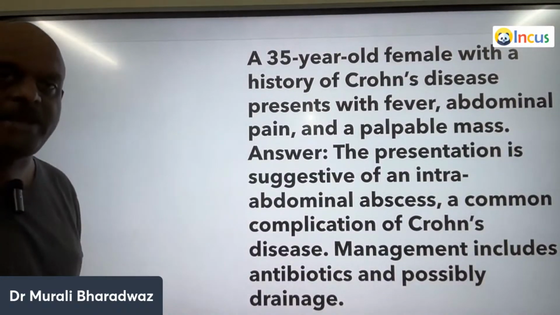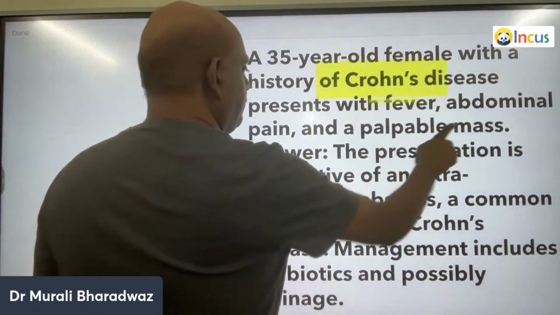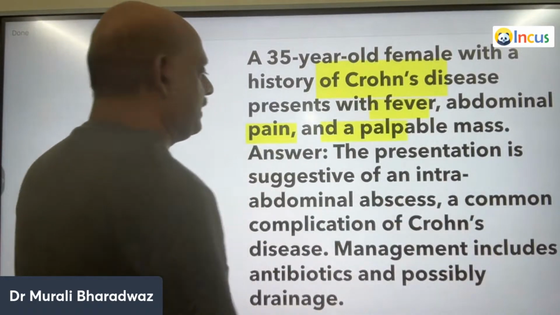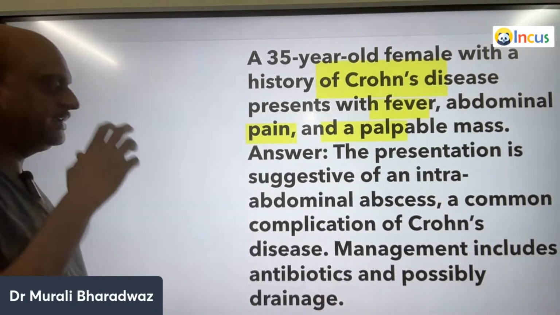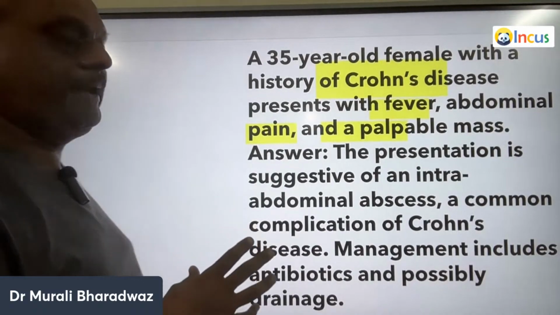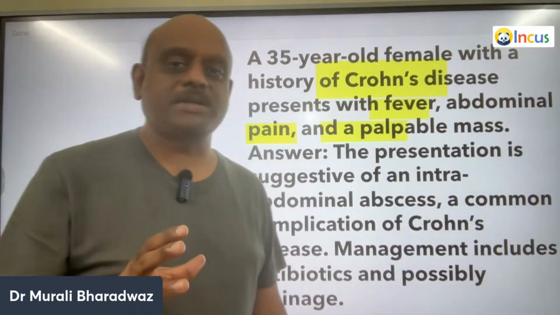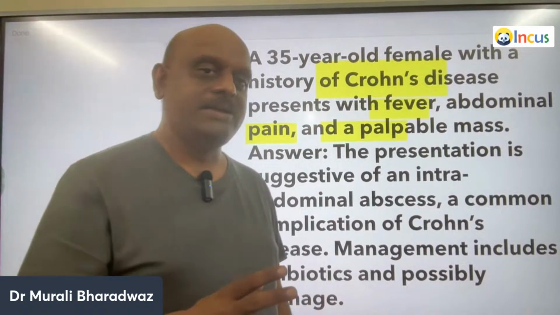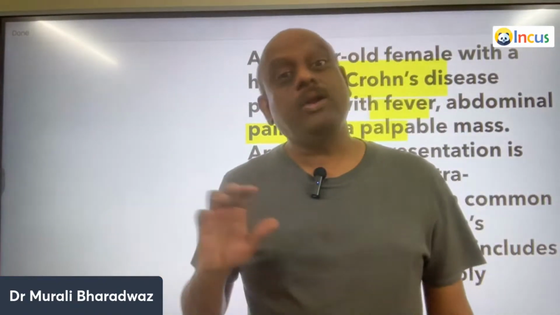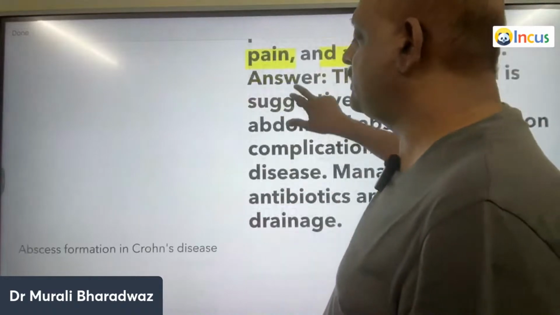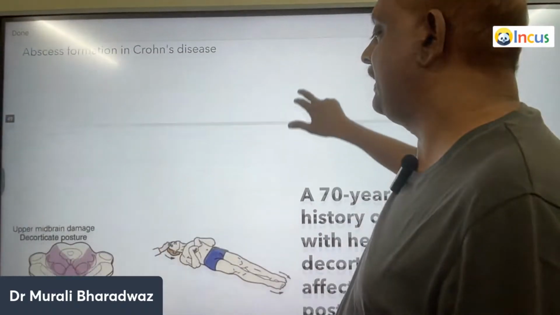A 35-year-old male with history of Crohn's disease presents with fever, abdominal pain, and palpable mass. So Crohn's is a risk for developing intra-abdominal abscess. So an abscess anywhere needs to be drained. So you need to drain it and also give antibiotics is what you need to basically remember.